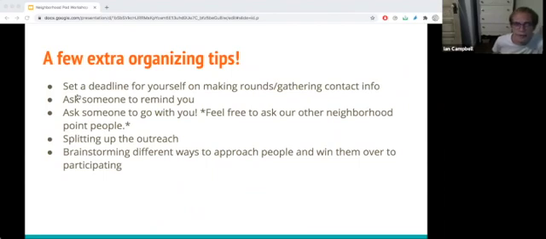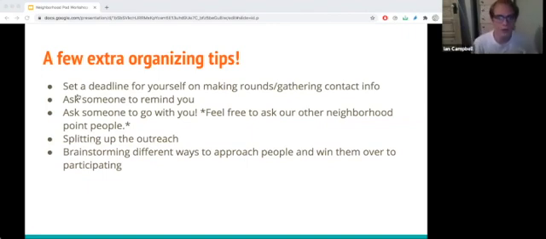So, setting a deadline for yourself on making rounds or gathering contact info. That can always be helpful, just in anything you do, setting some sort of deadline. You don't have to stick to it. You don't have to stress out over it, but just, hey, I'm going to try to do this by this point. But then again, if you're one of those people who needs a little extra support on that, you could ask somebody to remind you. That is going to be very important to make sure things get done. Sometimes if you say it out loud to another person, you've got more of a chance of getting it done.